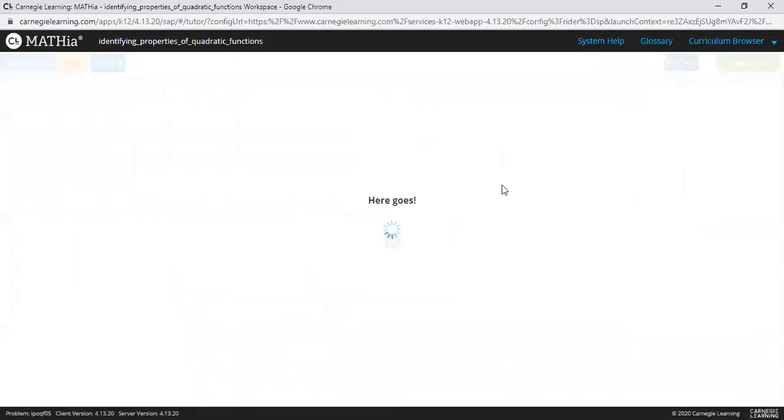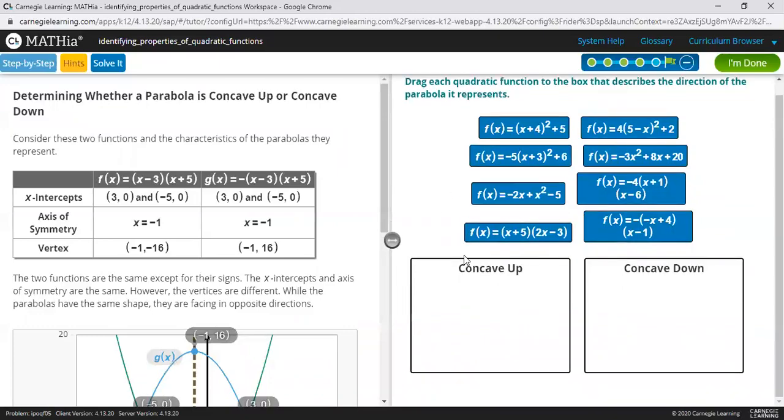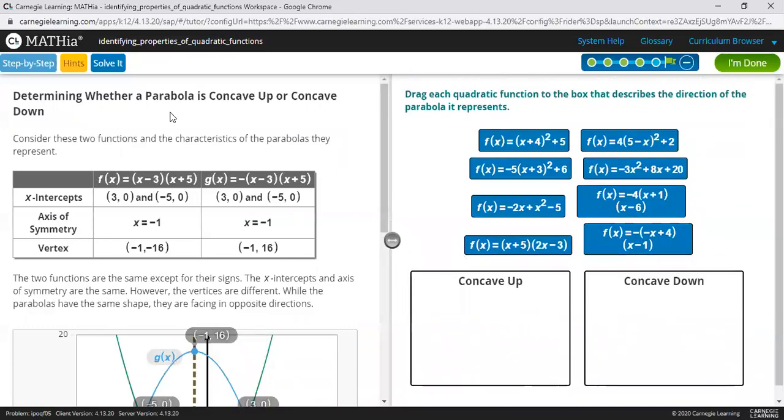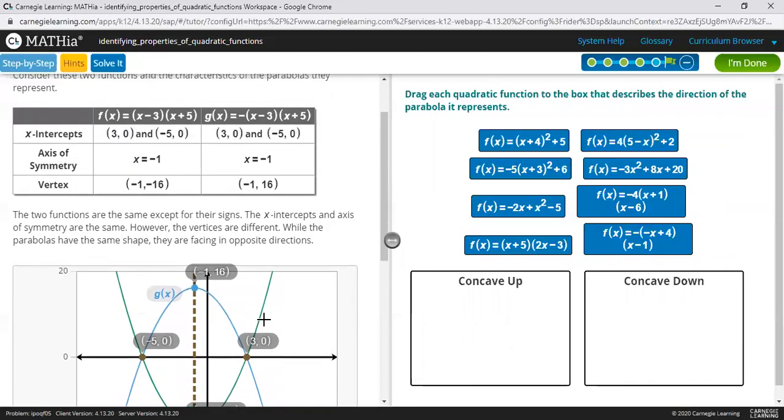All right, and then on to the last part of this workspace. The last thing here is we are just trying to decide whether a parabola is concave up or concave down, and we can determine that by the sign of the A value. That A value is going to tell me, if it's positive, we're going to open upward, like this green one, and if it's negative, we're going to open downward, like this blue one.